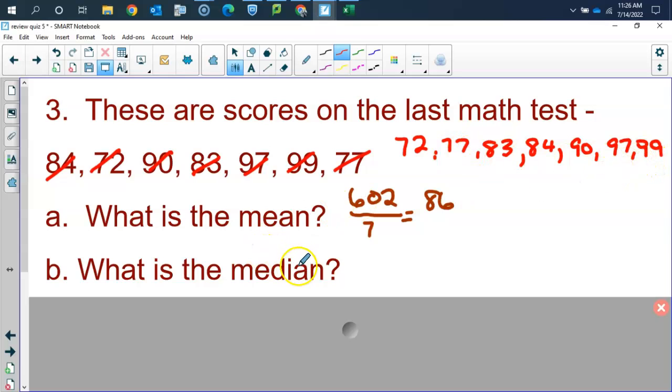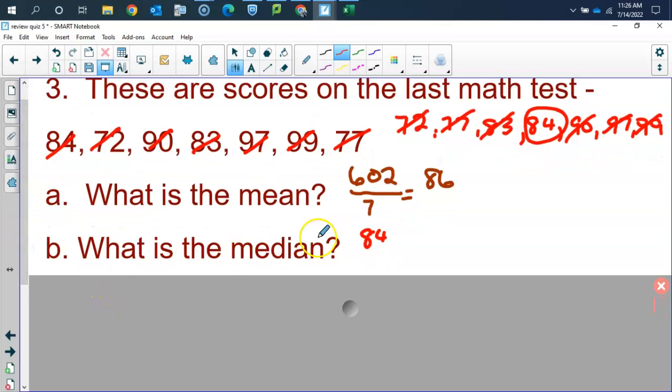Then the median is the actual middle number. So I cross off low, high, low, high, low, high. I have one middle number. It is 84. If you have 2 middle numbers, remember, you would add those 2 and divide that by 2. But in this case, we only have 1 because we have an odd number of data points.